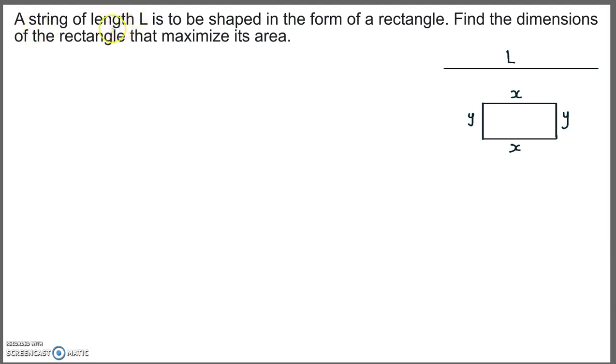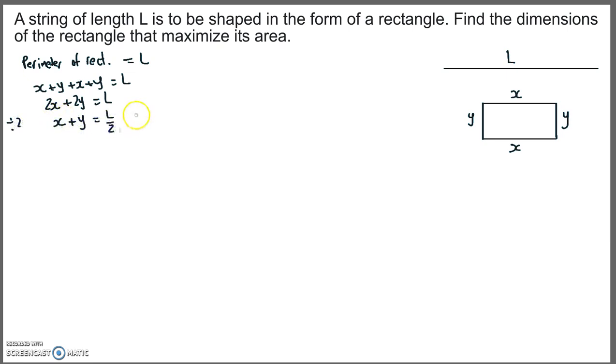Now if we're going to shape it in the form of a rectangle, that means that the perimeter of the rectangle has to equal L, the length of the string. So perimeter of rectangle equals L. That means X plus Y plus X plus Y equals L. That's 2X plus 2Y equals L. And if we divide this entire equation by 2, then we have X plus Y equals L over 2, and let's call this equation number 1.